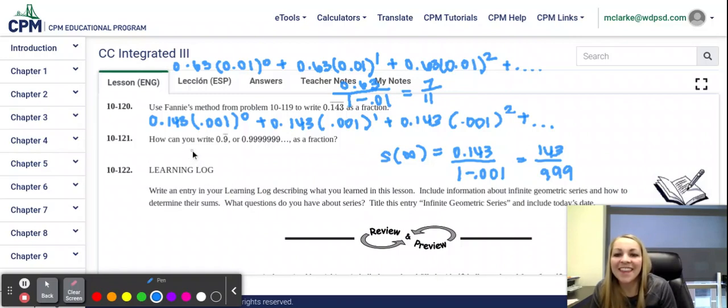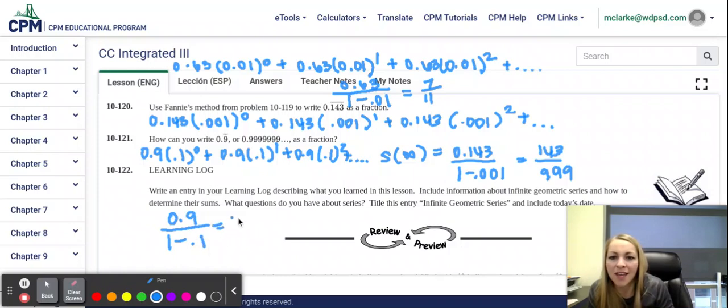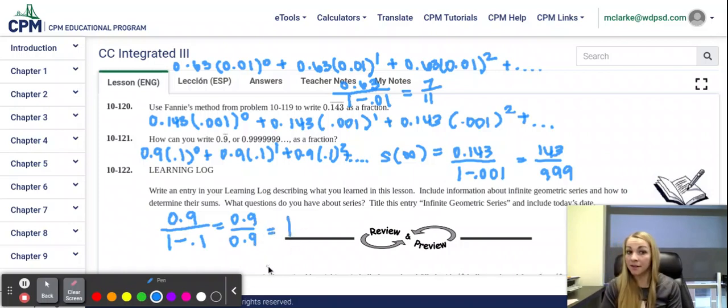Okay. Ooh, this one was fun, wasn't it? So this is going to be 0.9 times 0.1 to the 0 plus 0.9 times 0.1 to the 1 plus 0.9 times 0.1 to the 2, etc. I'm going to come down here for this. So first term, 0.9 over 1 minus the rate 0.1. Ooh, so I get 0.9 over 0.9. What's that? 1. So you're telling me that 0.9 repeating equals 1? What a fun problem. Am I right?